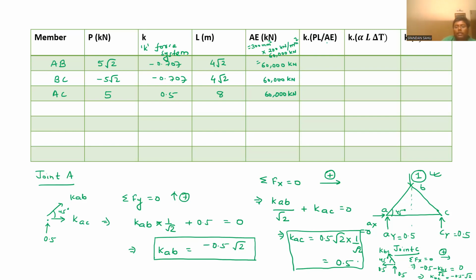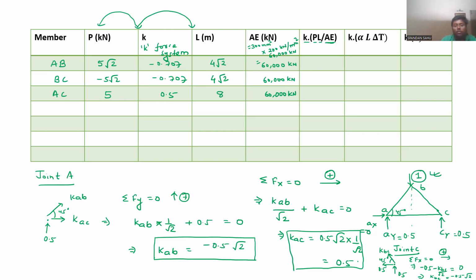Now, since AE is constant for all the members, let us do multiplication for K, P and L only. These first three, K, P and L. So from here, what we will get? P is 5 root 2 into minus 0.707 into 4 root 2.